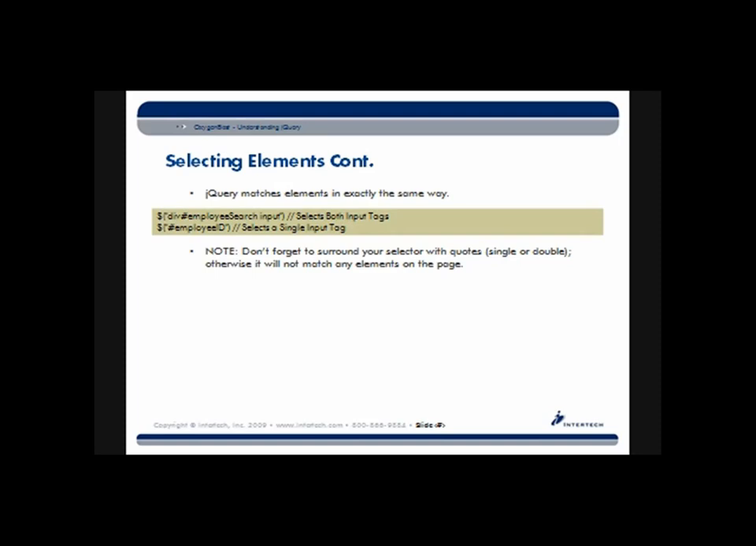Now notice that I've wrapped the selector with quotes. It can either be single quotes, it can be double quotes. Make sure you do that, otherwise it's not going to match any of the elements on your page. So the point being that this way that we're selecting elements is exactly like CSS. Now, you may be asking, why is that so great? What's the power there? Well, we'll look at some of the filters coming up, and that shows the real power of using it.